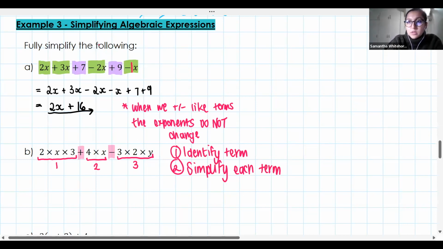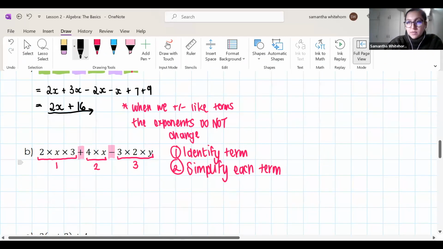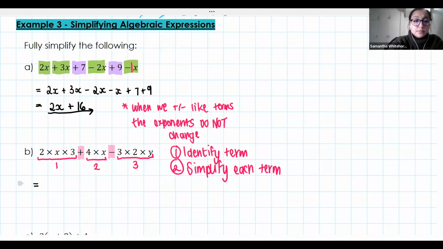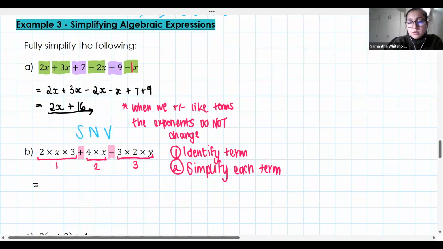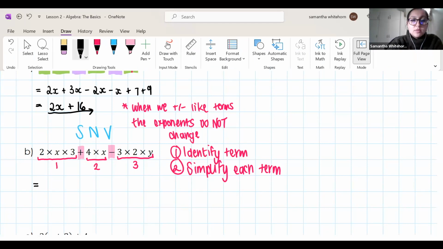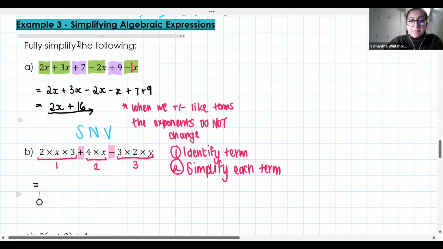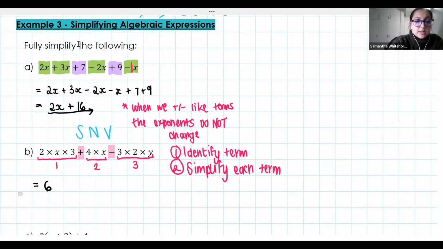Now, this is going to be more important when we get to term 3, but please remember that when you are multiplying, you need to take note of the signs. So in term 1, everything is positive there, so I don't need to stress too much. If you want to, work with your SNV, signs, numbers, variables, or you can just multiply, completely up to you, what you're comfortable with. Everything's positive there, so in terms of the S, I know I'm working with a positive. Number, 2 times 3 is 6, and then I've just got my variable x. Simplify the whole of the first term. When I get to my second term, I've got 4 times x, positive times positive is a positive.